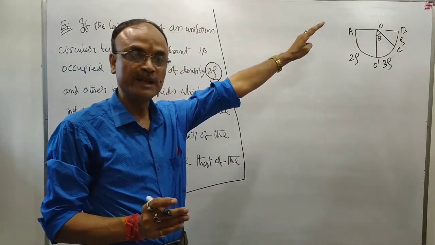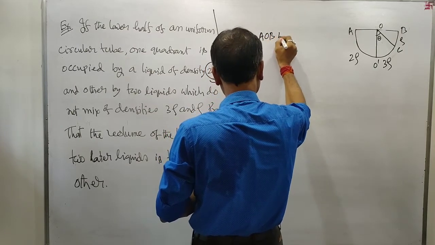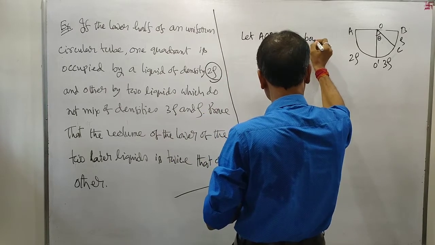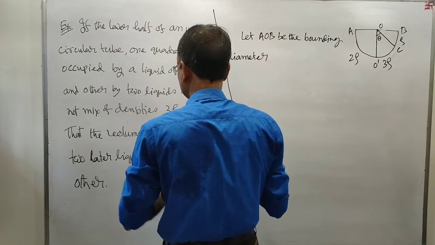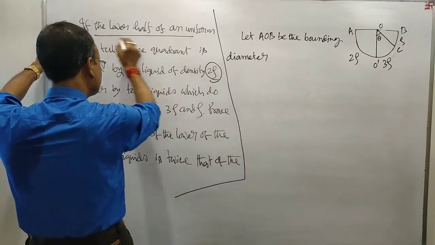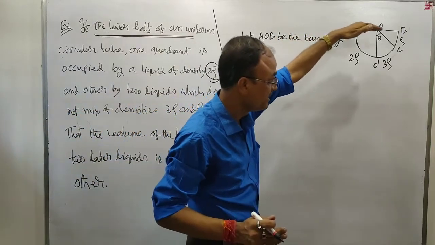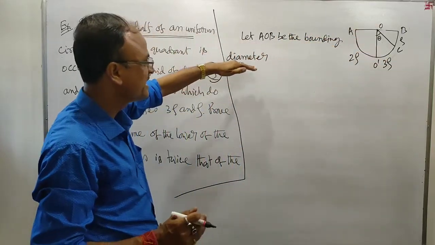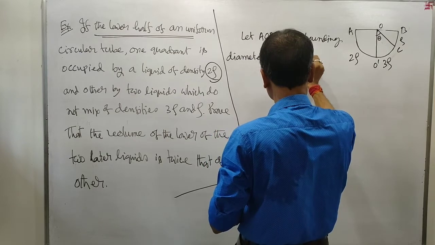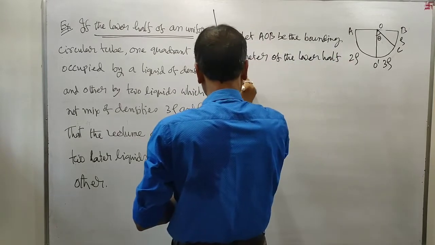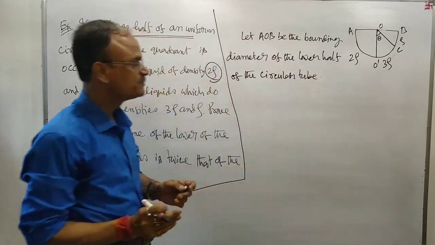Now see, let AOB be the bounding diameter of the lower half of the circular tube. It is the lower half. AOB, this is the lower portion. It is the bounding diameter of the lower half of the circular tube.